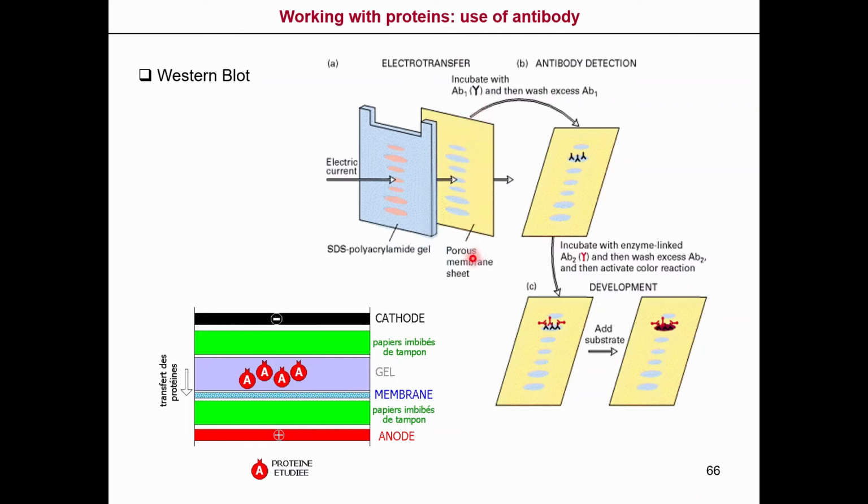You will incubate this sheet with an antibody, wash the excess, and after you can analyze this antibody by adding another antibody, and you have a reaction, a color reaction usually. So this is the Western blot. So you know where your protein of interest is after the separation of your mixture. Okay.